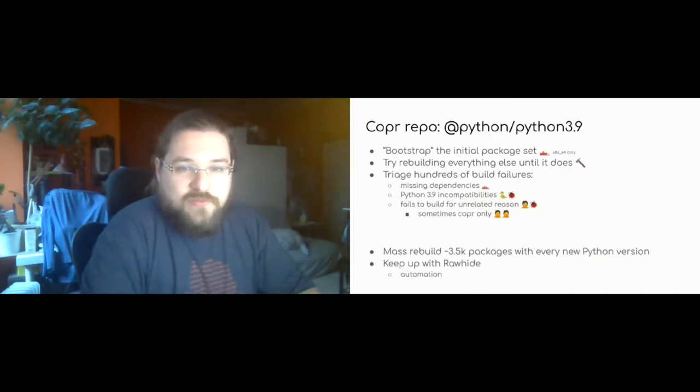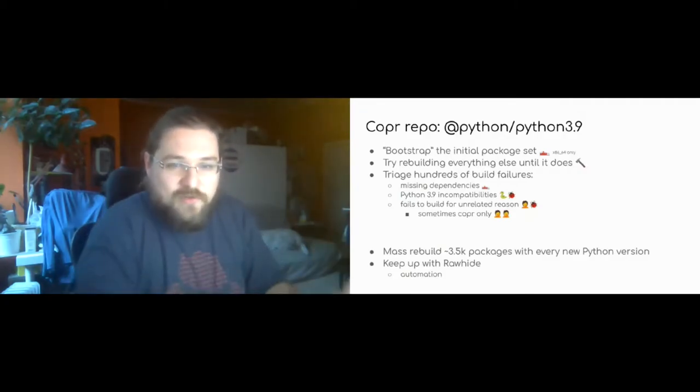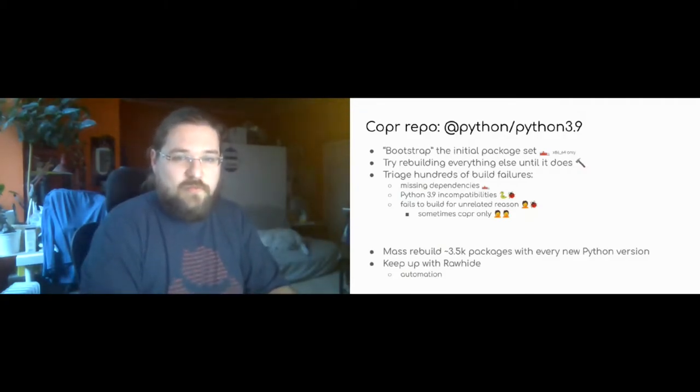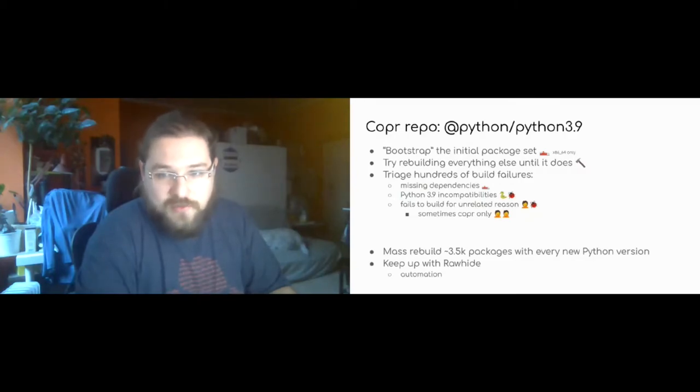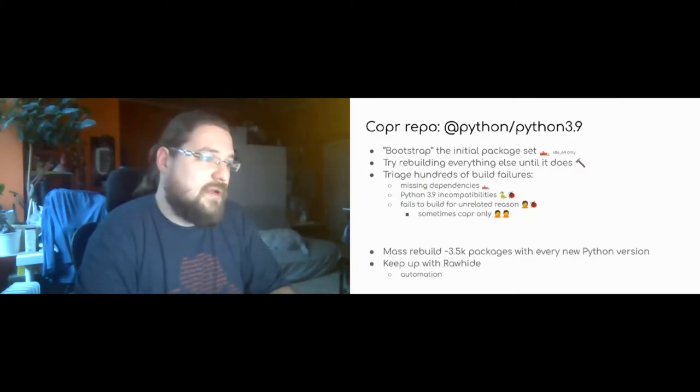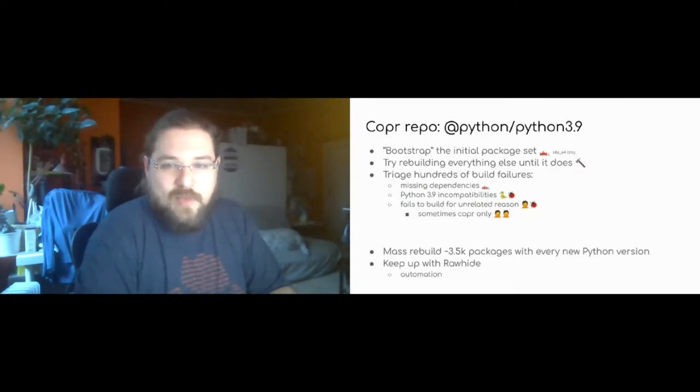There are also build failures for unrelated reasons. Unfortunately, that still happens a lot. You can't build a package because it doesn't work with the new glibc or whatever, but it doesn't have anything to do with Python, but you still need to rebuild it in order to test it with Python. And what's worse, sometimes you even have build failures that only happen in Copr and not somewhere else, so you need to work around them.